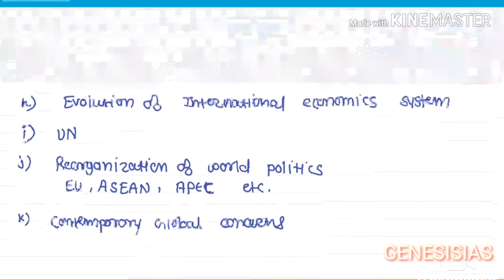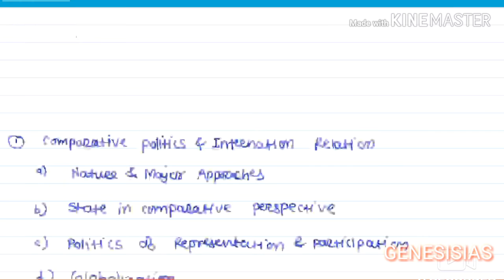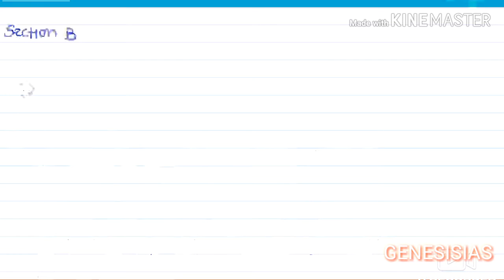So this was the syllabus for section A. Now let's discuss the syllabus for section B of paper 2. Section B includes India and world.